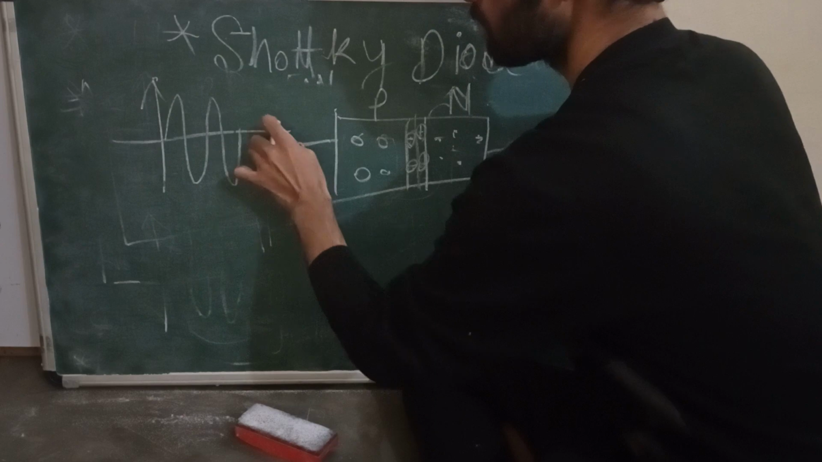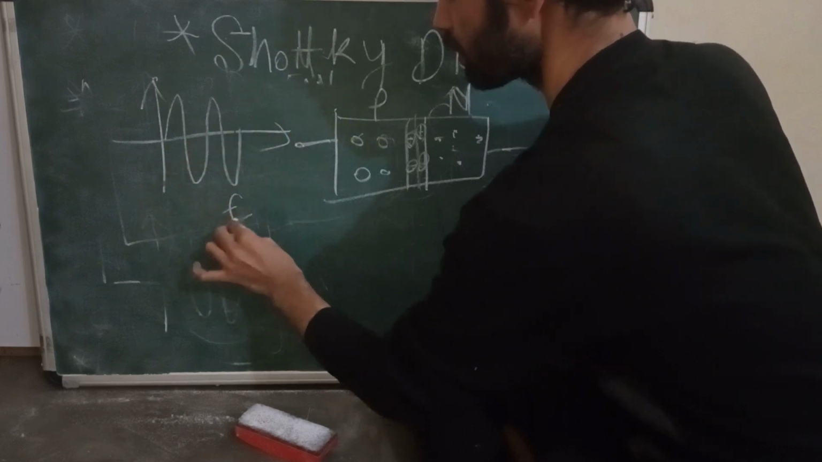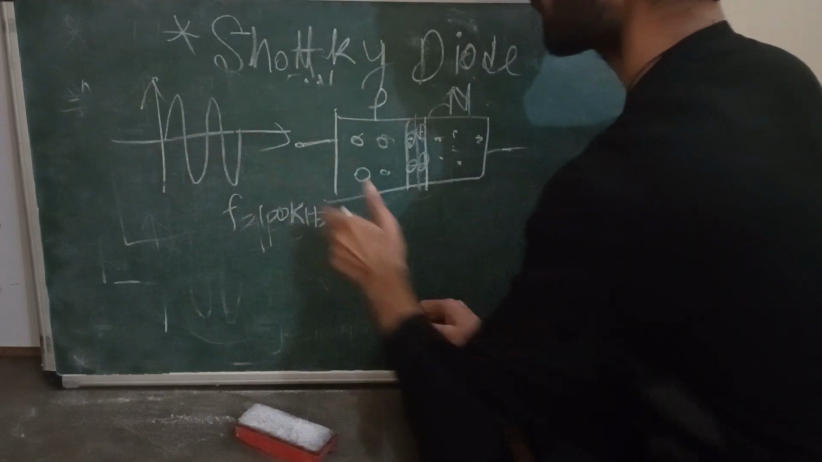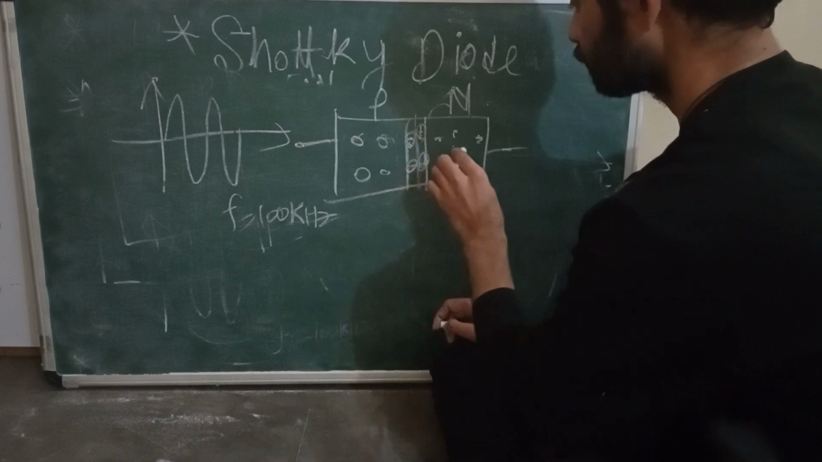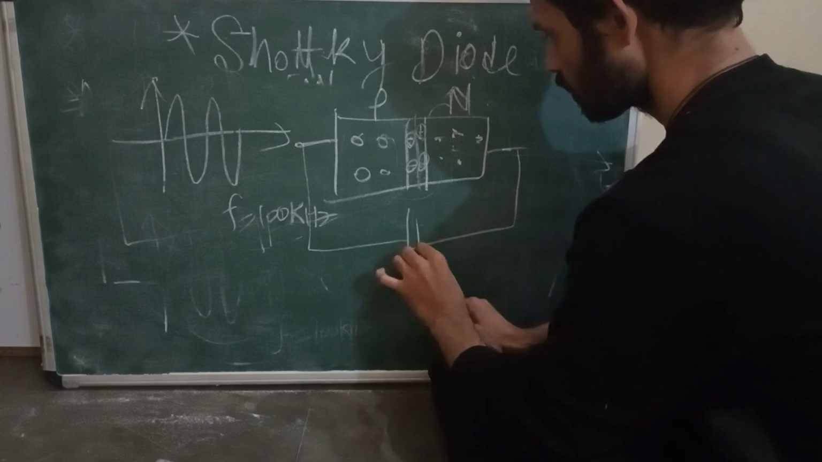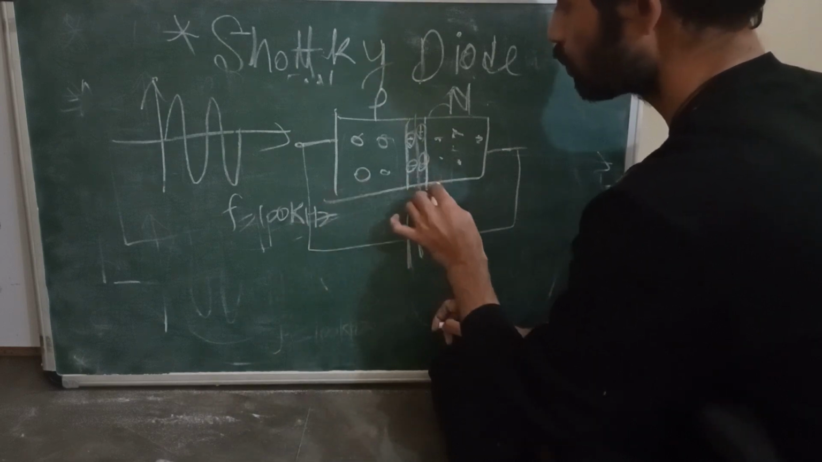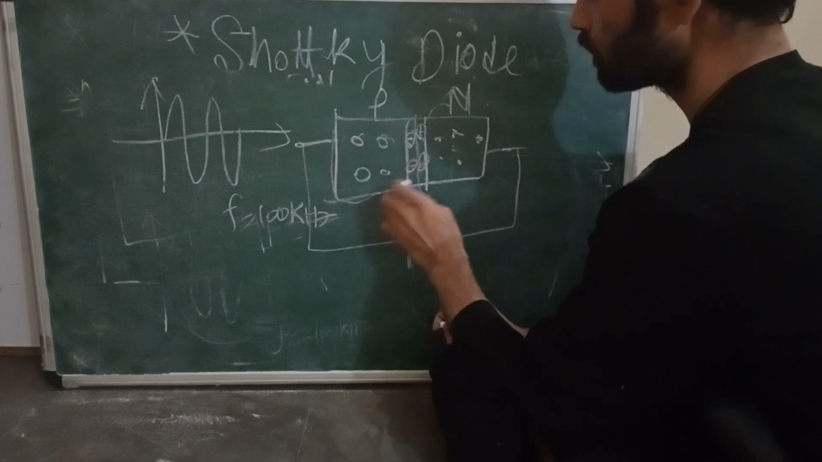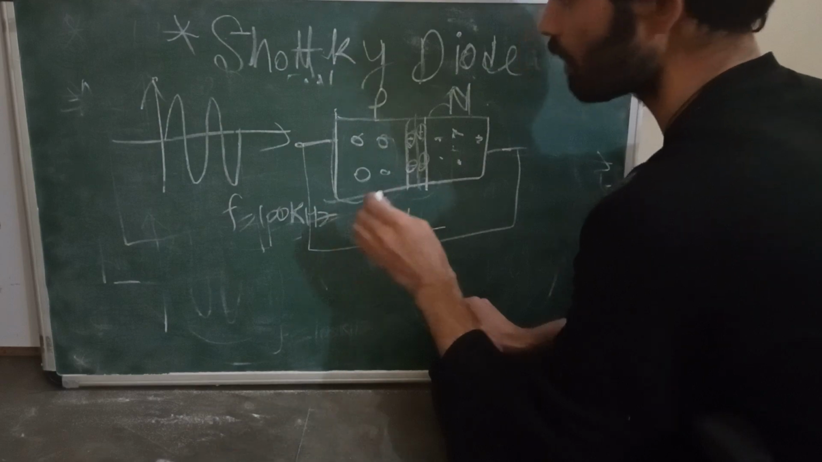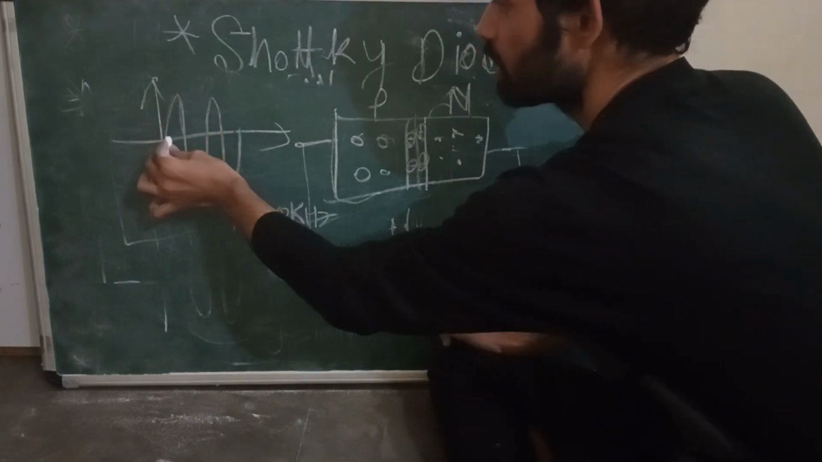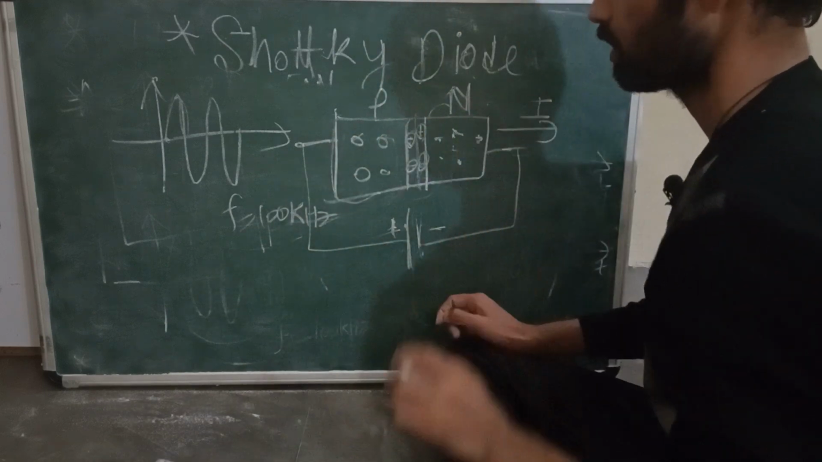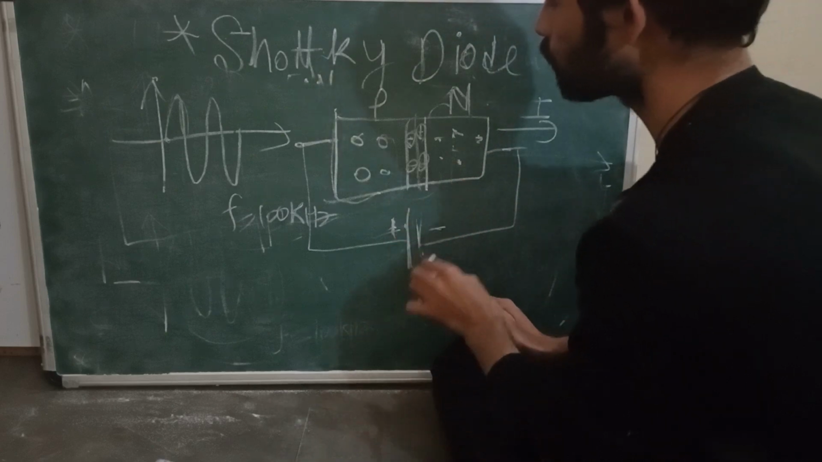Now see, when I apply a signal with a frequency of, let's say, about 100 kilohertz, if I want to rectify this signal, then what happens? As you know, when I apply biasing to this device in order to make it conduct, this is my positive and this is my negative. During the positive cycle, this device will conduct and there is a flow of current, so it's okay.